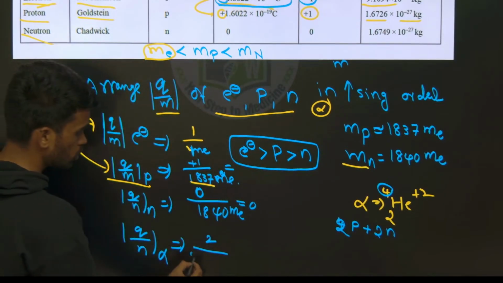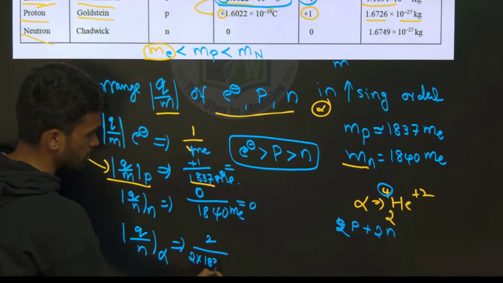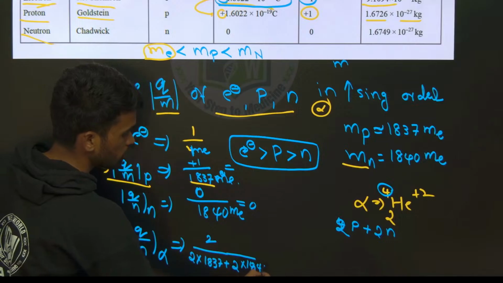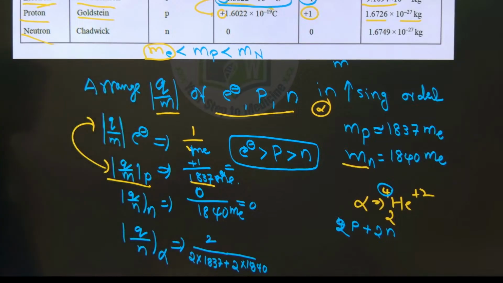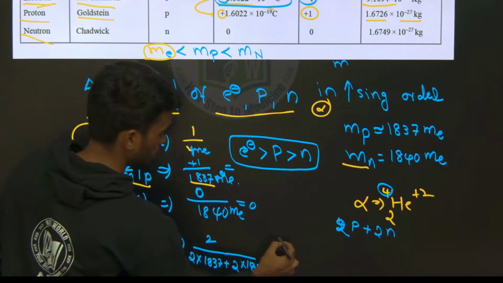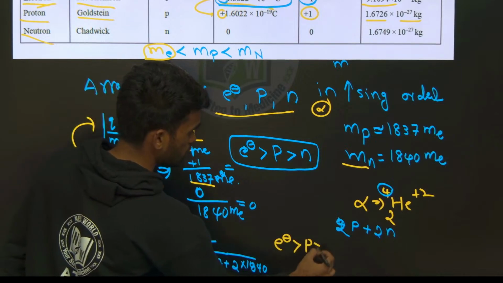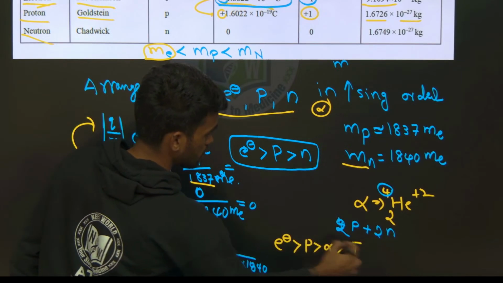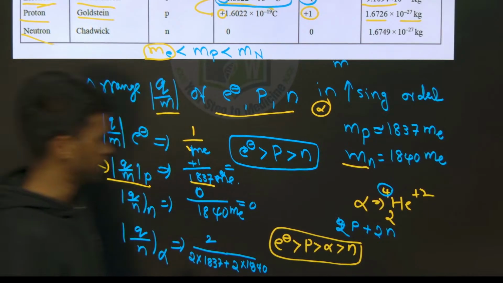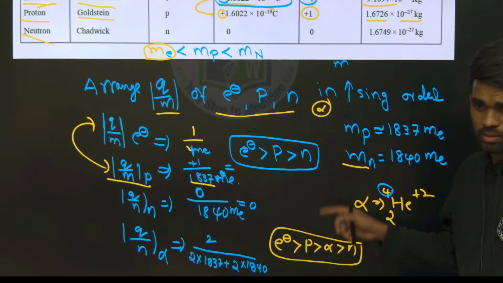So 2 into 1837 plus 2 into 1840, I can say. Now tell me where is the position of this alpha particle in the order? Between proton and neutron. So it will be electron, proton, alpha and neutron. You can arrange like this. Is this clear or not? Okay.